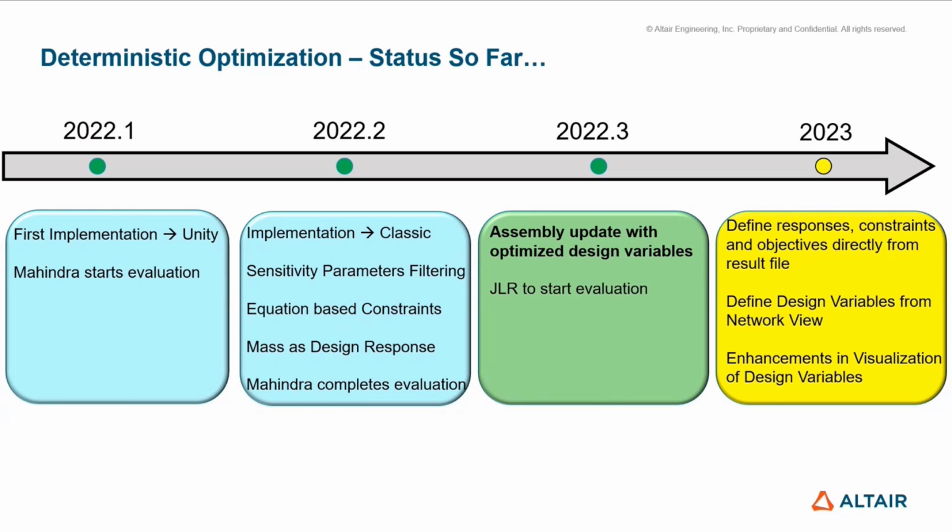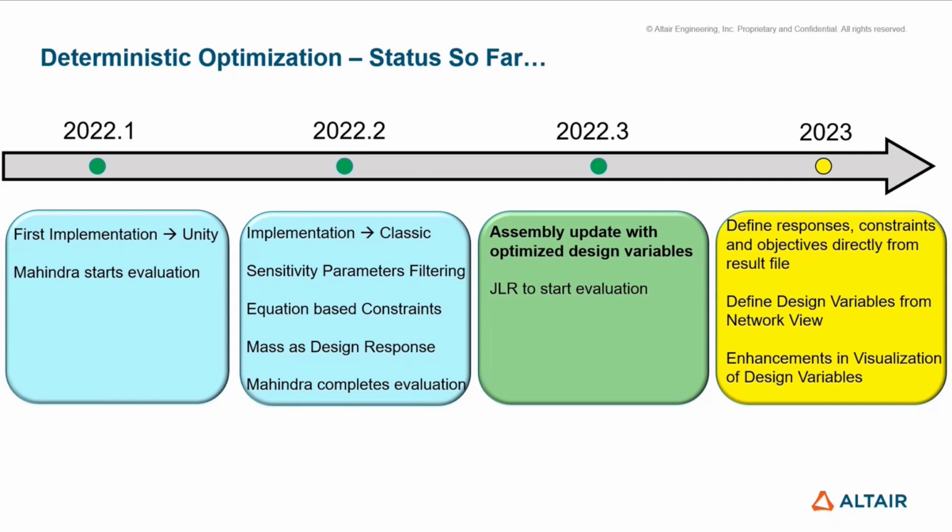This feature was kind of the reason for them to try it out, to move to Unity also. Then in 2022.2, we introduced the same functionality in Classic because it was majorly requested by JLR. Along with that, we introduced some more enhancements and features like sensitivity parameters filtering, equation-based constraints, and mass as design response. During this time frame, Mahindra also completed the successful evaluation.